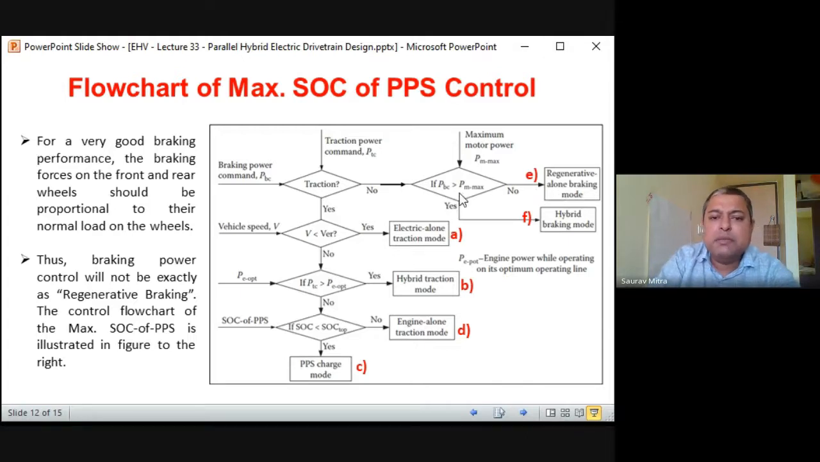Or if it is yes, PBC, that means actual braking power is more than the PM max. In that case, PM max plus PMF have to be used. That is the hybrid braking mode. So this is the braking side, E and F. Let us see what is ABC.